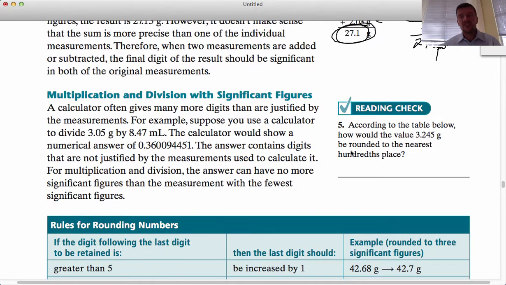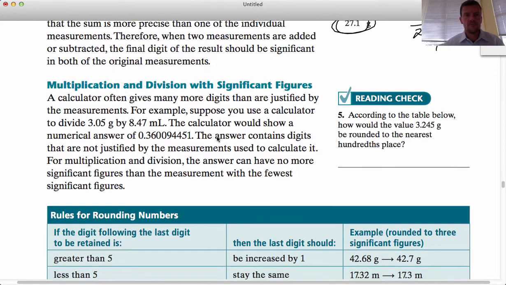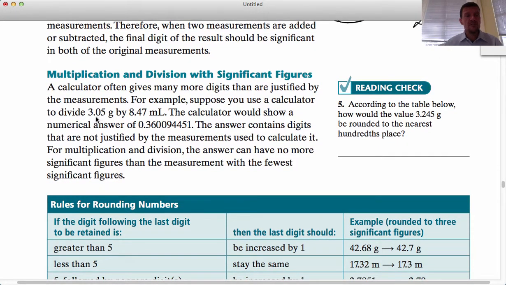Now with multiplication and division, it's a little bit different. So with multiplication and division, if you take your calculator and you take 3.05 and divide by 8.47, your calculator doesn't know about sig figs. It's not as smart as you. So it's going to take your answer and give you way out to this place value, way out there. But that's way too precise. You can't give me that answer and say, I am certain that the answer is 0.3600944451. You can't, because up here, you were measuring only to the nearest hundredths.